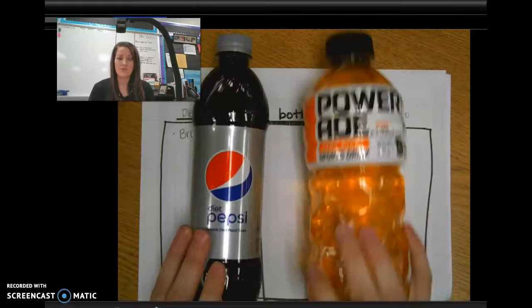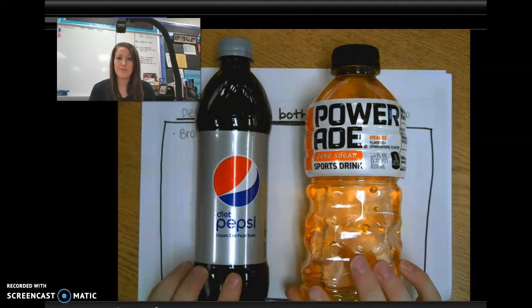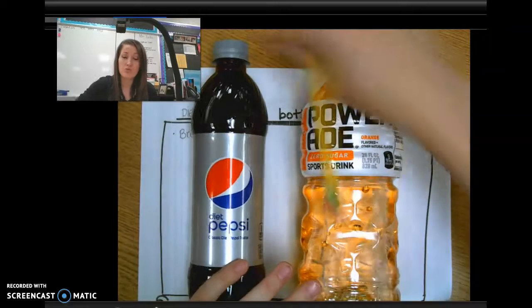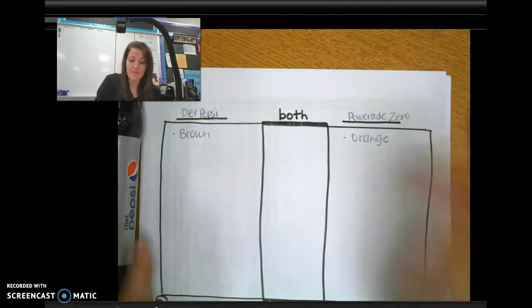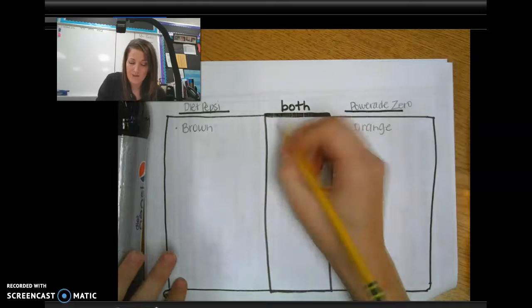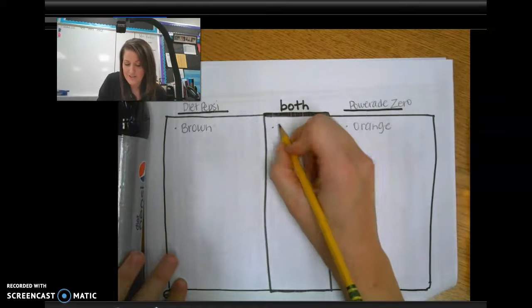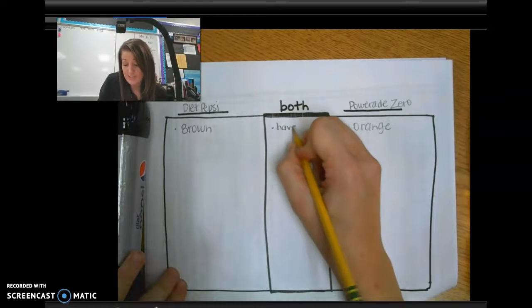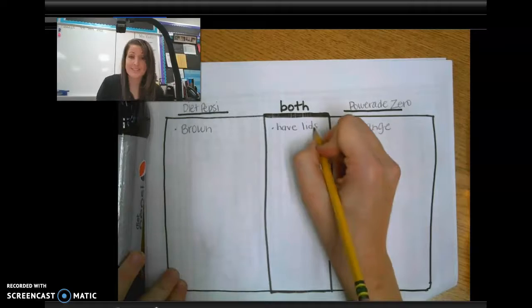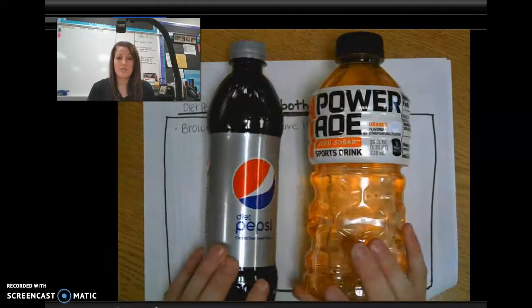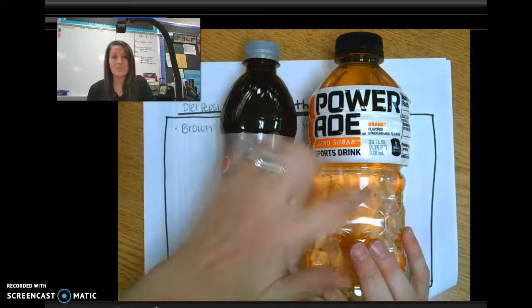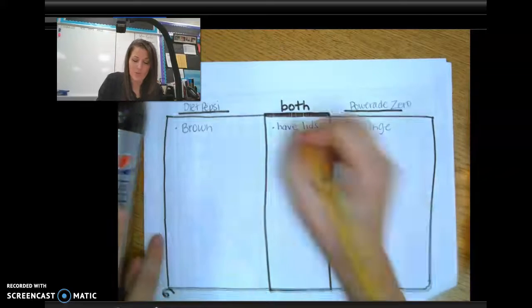All right, what else do you notice about these? I see that they both have like screw-on lids. That's the same. So I'm comparing both of them have lids. And I do not have to write full sentences because I'm kind of making like a list, and lists don't have to be full sentences. What else do you notice? They both come in plastic bottles, so I can write that. That would go in the both.